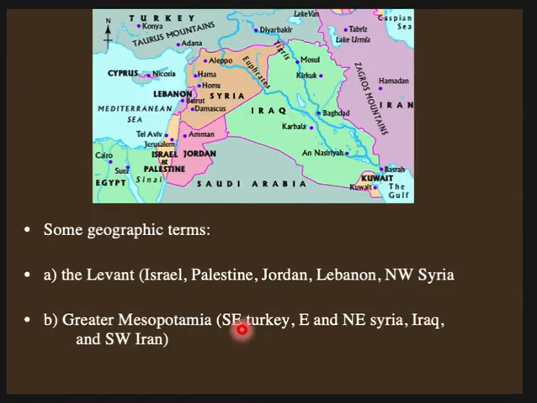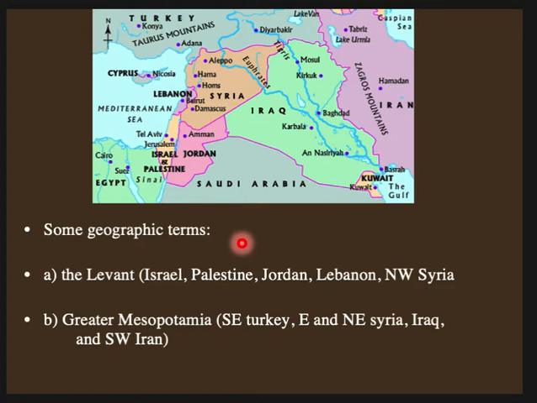Let's look at the different environmental zones of the Middle East. Some geographic terms to keep in mind. The Levant. This is the Levant right here, the Eastern Mediterranean, comprising Israel, Palestine, Jordan, Lebanon, and part of Syria. Even you can see a small area of Turkey up there as well. This Eastern Mediterranean coast is typically called the Levant.